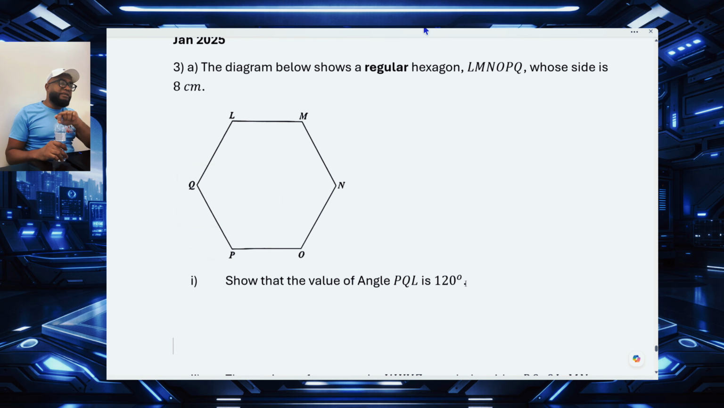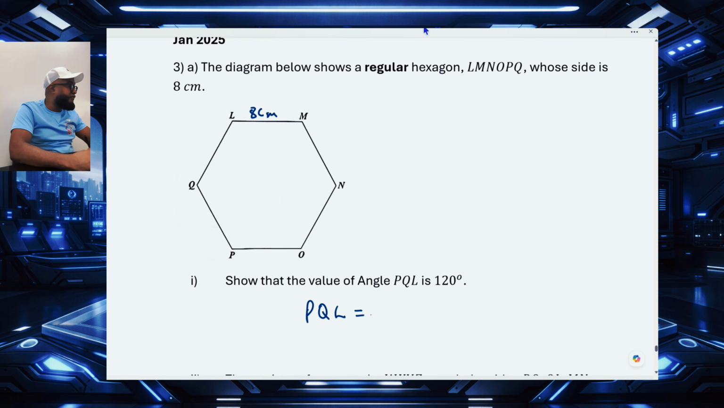So the hexagon is LMNOPQ, whose side is 8 centimeters, right? If one side is 8 centimeters, that means what? All the sides are 8 centimeters, and all the angles are equal. So they want us to show that angle PQL is equal to 120.